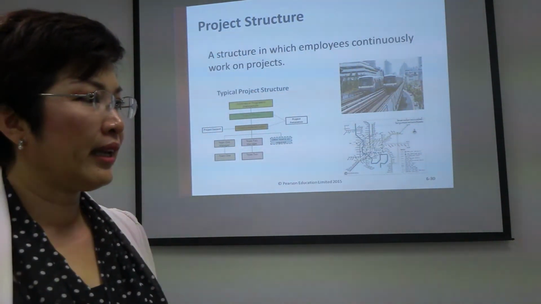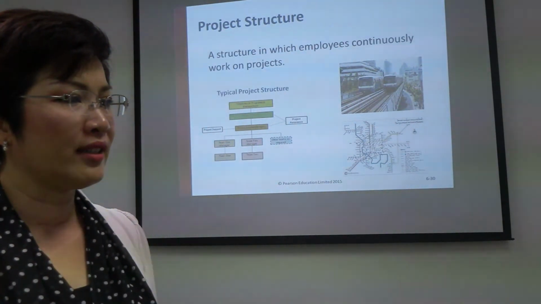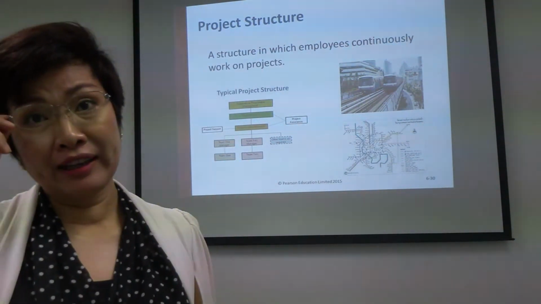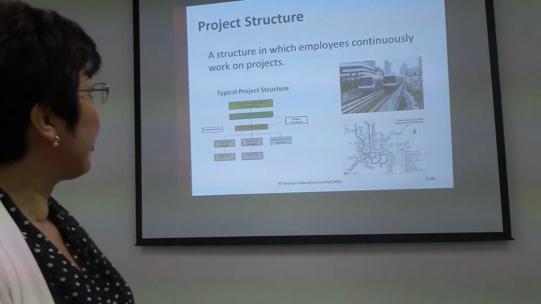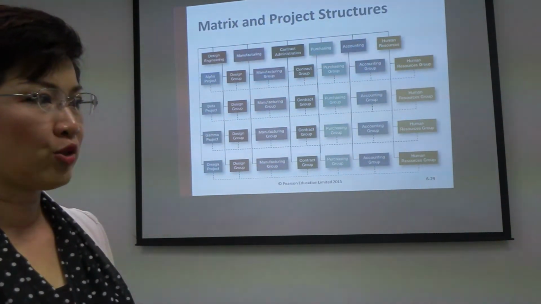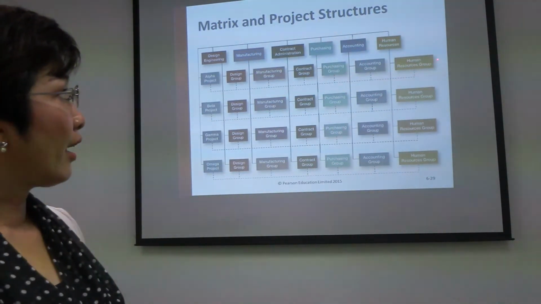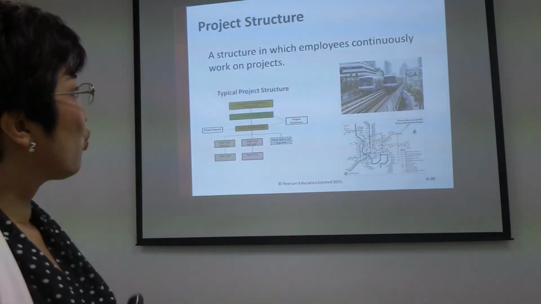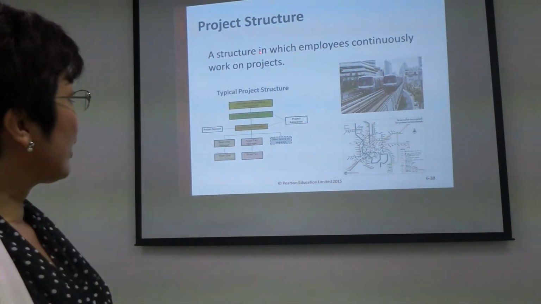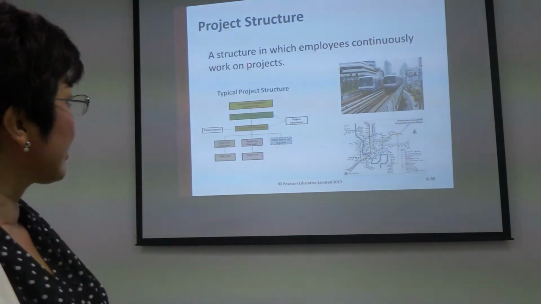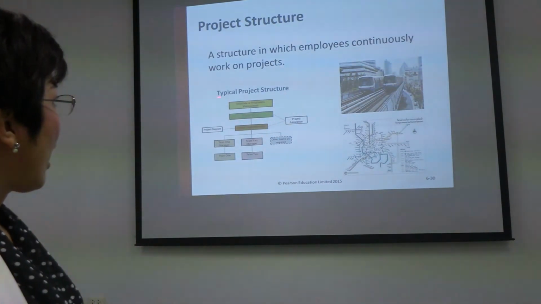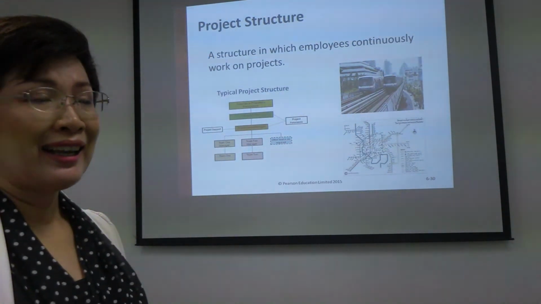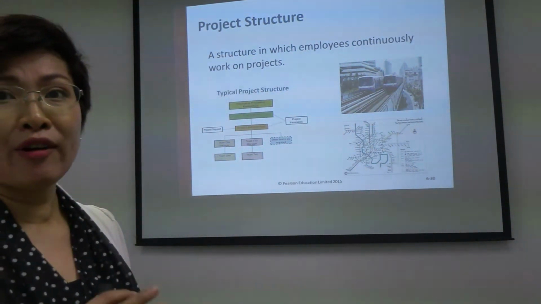A project structure is a structure in which employees continuously work on projects, differently from the matrix structure. In the matrix, when the project ends, everybody goes back to their original department. But in this one, employees continuously work on projects. This is the typical project structure. I will post this picture in our Facebook group.